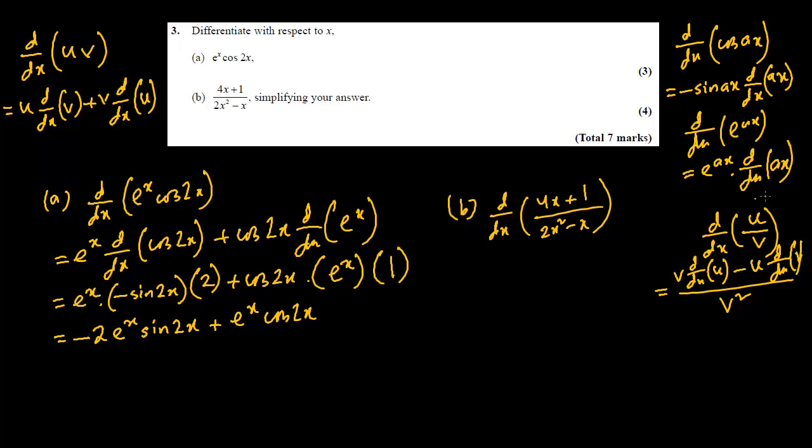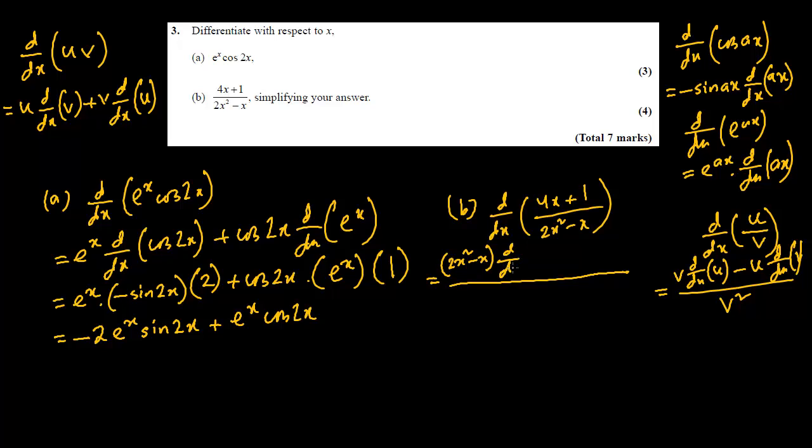One way of remembering this: think of the numerator as high and the denominator as ho. So it is ho d high minus high d ho, divided by ho ho. That's a trick to remember this. So let's do this. What we can do over here is write this v in front, 2x squared minus x.